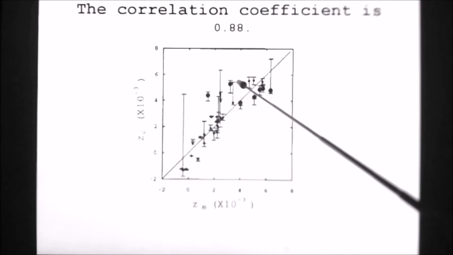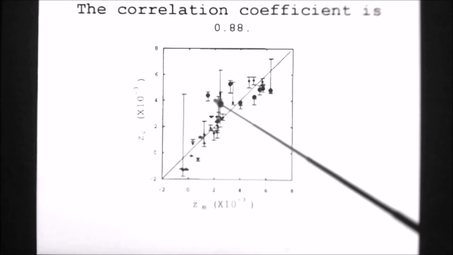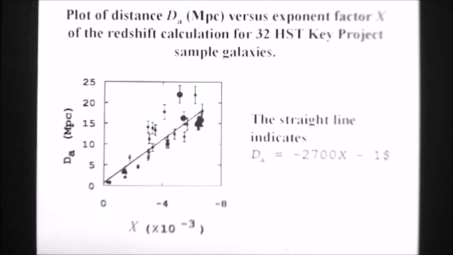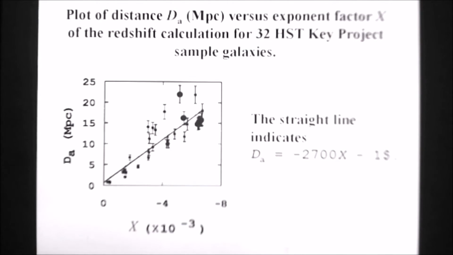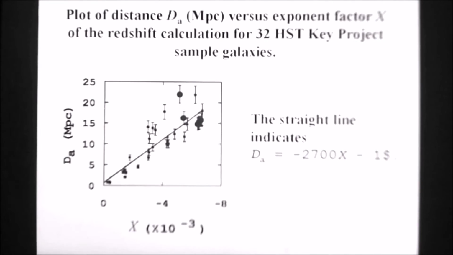You'll note that the problems are on the low end of the measured z in the third area of the graph. Plot distance versus the exponential factor x for our HST Key Project sample galaxies. This straight line is here, minus 2700x minus 1. You note the minus 1 here, we don't get a 0 intercept. Again, the problems are on the low end of the third area.